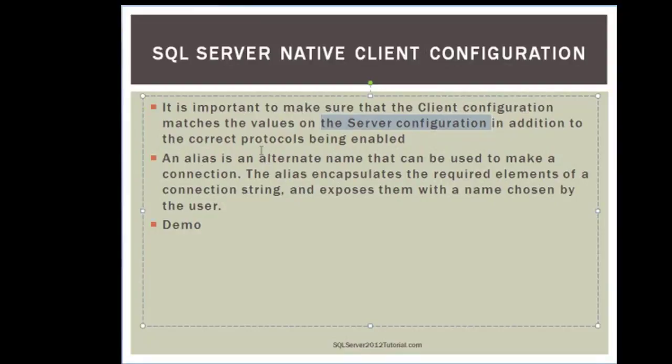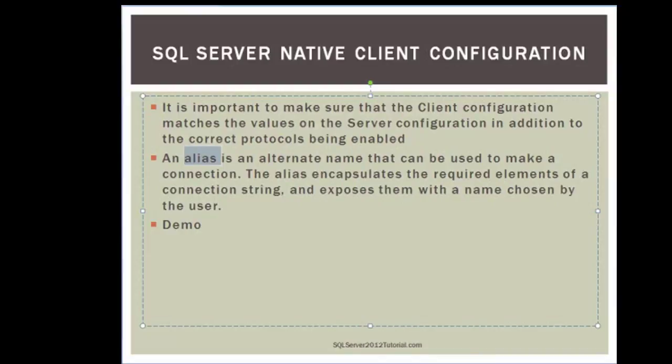And one last thing is the alias. This is an alternate name that can be used to make a connection. The alias encapsulates the required elements of a connection string and exposes them with a name chosen by the user. So here's an example. Let's say you do not want to use an IP address. You can set up an alias, and when the client looks for that alias, they shall be able to connect to your SQL Server. So I believe that's all I have.